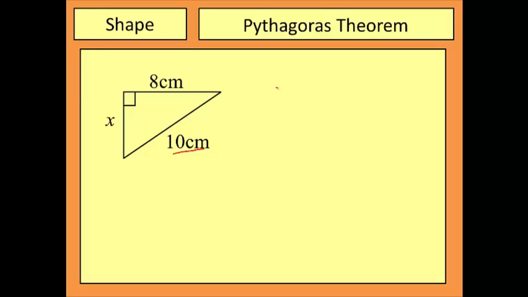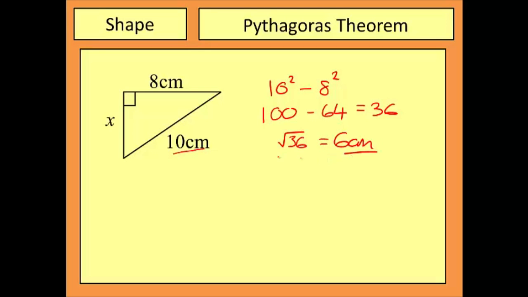We're going to work out the longest side squared, subtract the smaller side that we know squared. This is going to give us whatever the remaining short side is. 100 take away 64 equals 36, and like in our previous examples we do the square root of 36, which is 6 centimeters.